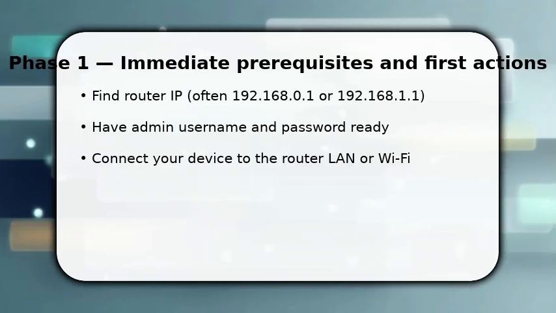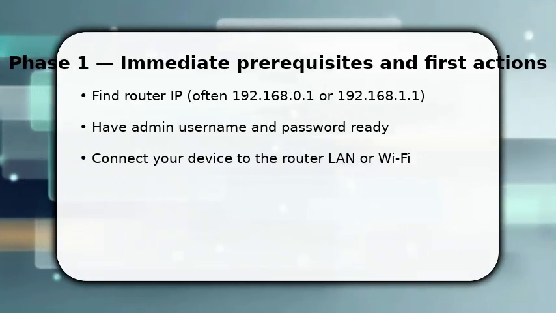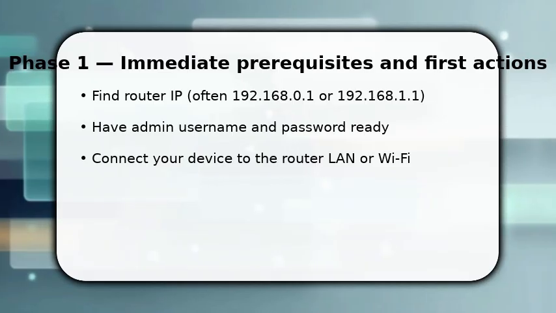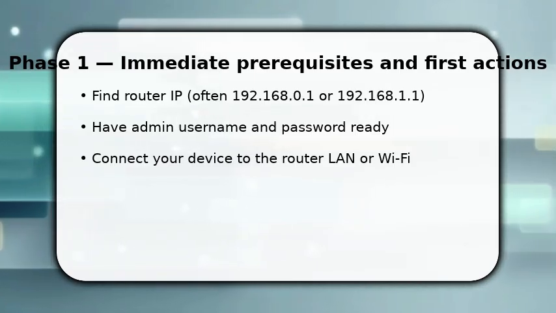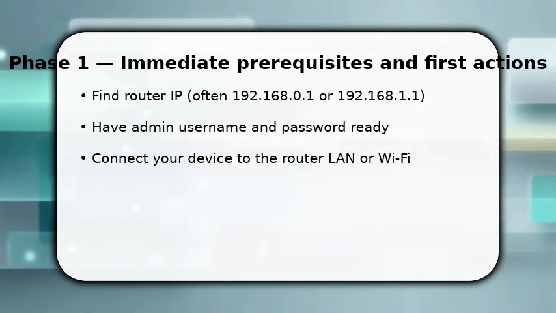You will begin by reaching the router interface. Log in as admin. Locate the router IP on a sticker or run ipconfig/all on a connected PC to get the gateway. Type that IP into your browser. Use the admin credentials. If you don't know them, try defaults like admin/admin but change nothing yet.